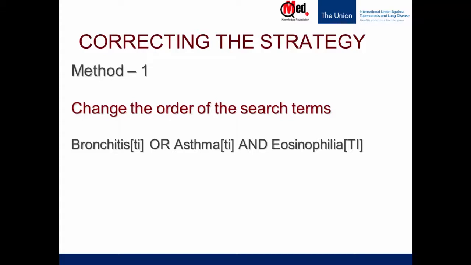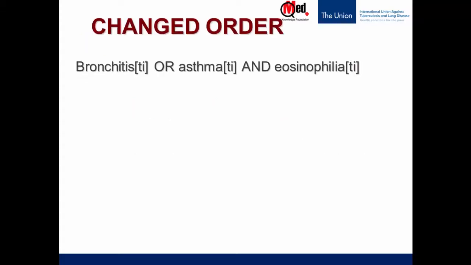One thing we could do is to just reverse it in this case. Bronchitis, TI, or asthma, TI, and eosinophilia, TI. How does PubMed interpret this search? Let's see that. This is what we put as a changed order.